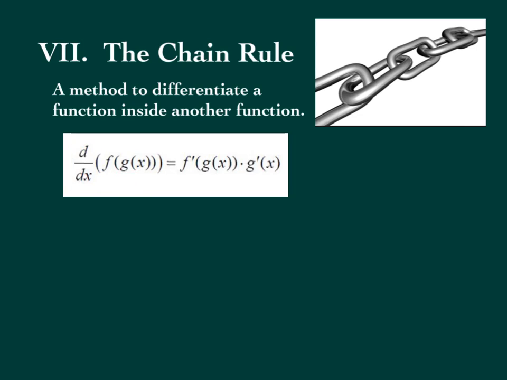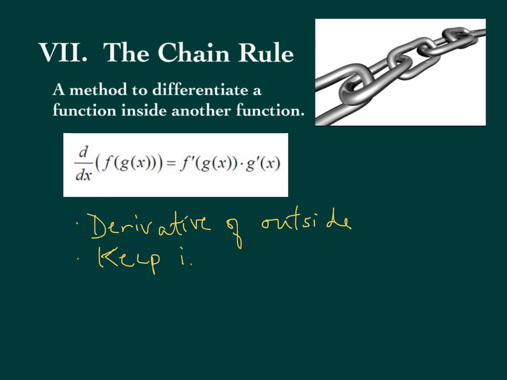And the way that this rule is read is that it's f prime of g of x times g prime of x. The way I like to say that is that we have three steps for the chain rule. Okay, so the first is to take the derivative of the outside. Okay, then we keep the inside. And finally, we take the derivative of that inside.